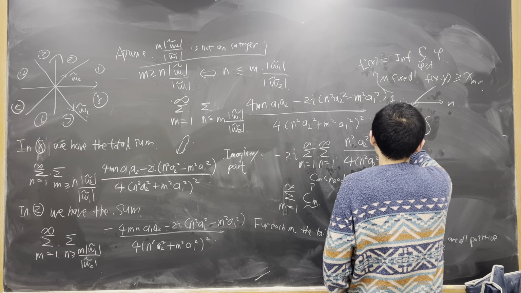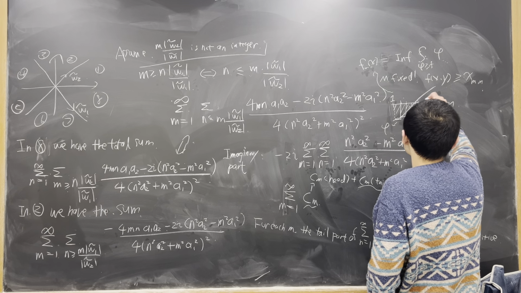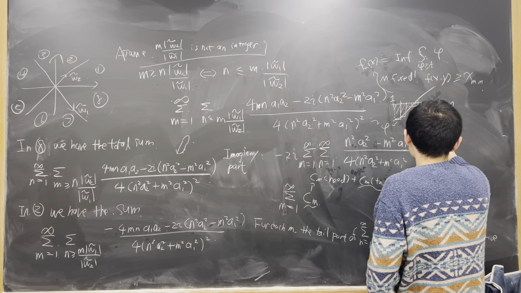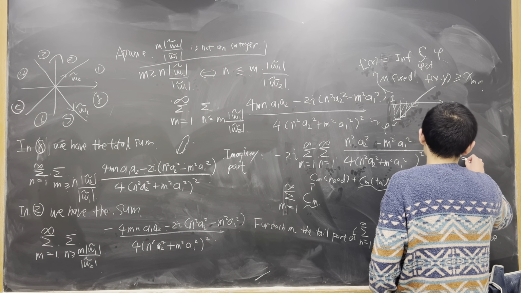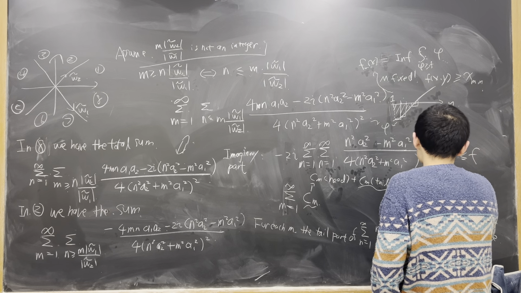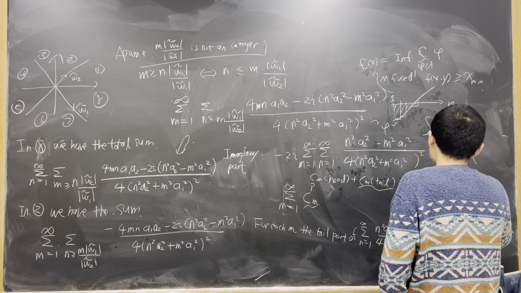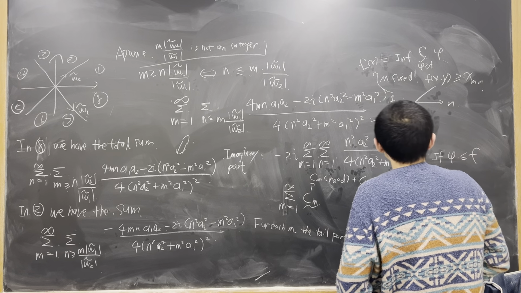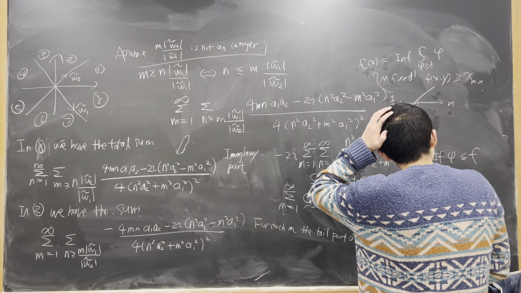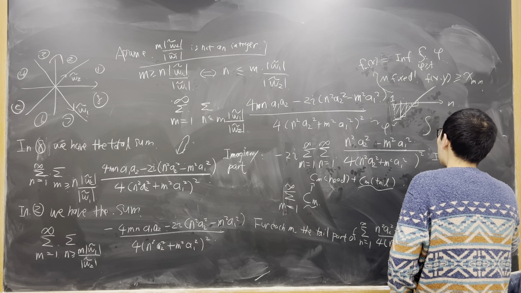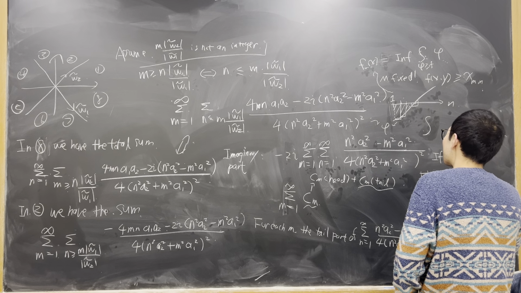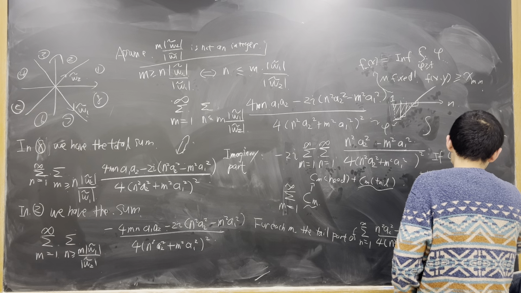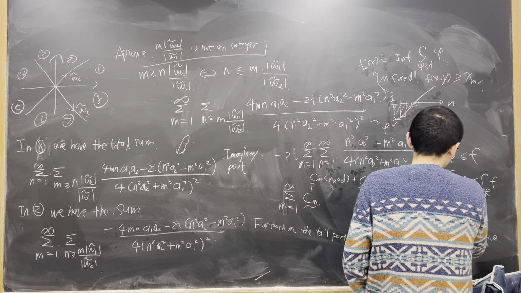Think of this one as phi, this characteristic function here, and I'm saying that if this phi is less than or equal to this f, then the integral over R of phi is less than or equal to the integral over R of this f, whenever it's defined.